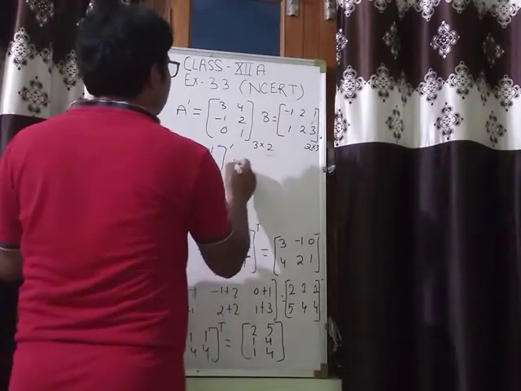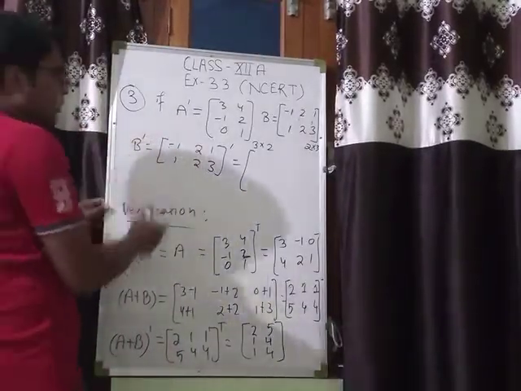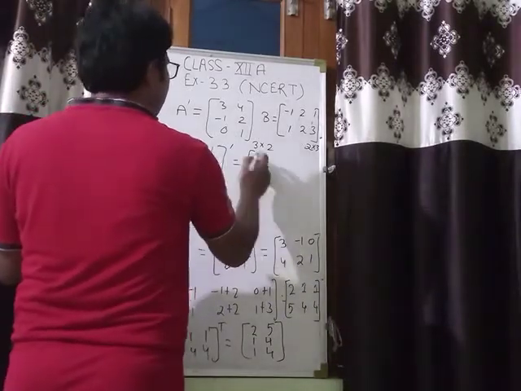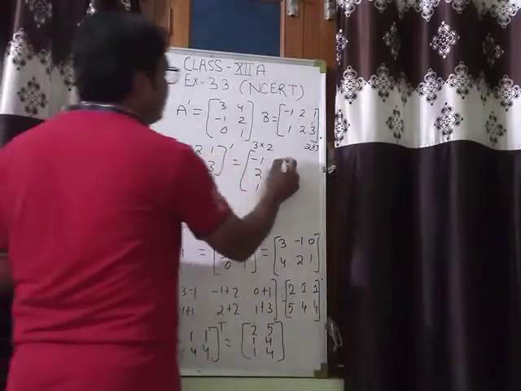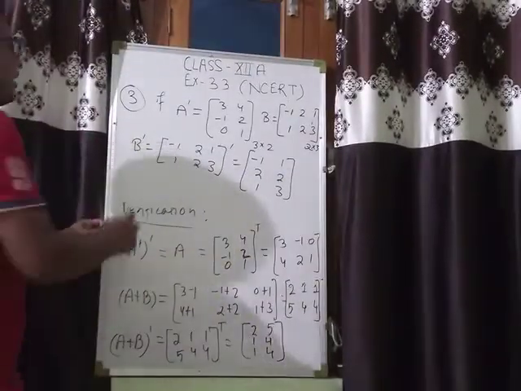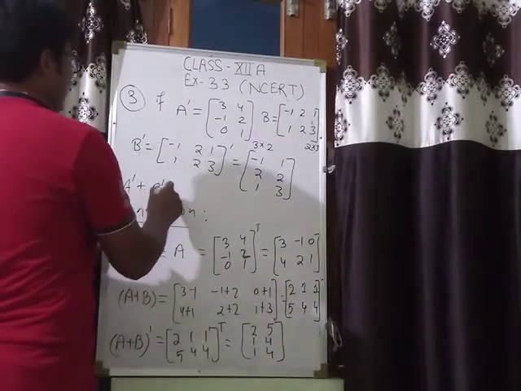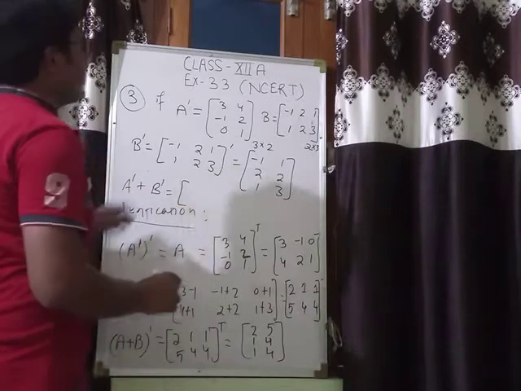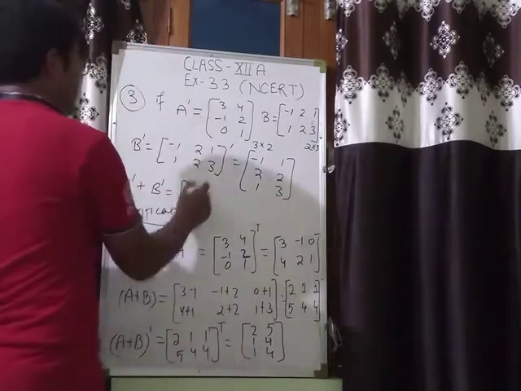Find out its transpose. So its rows become columns and columns become rows. So it will be minus 1, 2, 1. The first row becomes first column, second row becomes second column. That is B transpose. Now find out A transpose plus B transpose. You can say this one is A transpose and that is B transpose. Add them. So 3 minus 1.